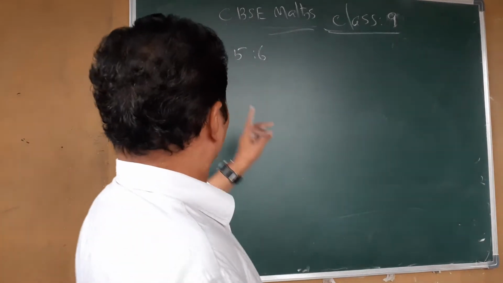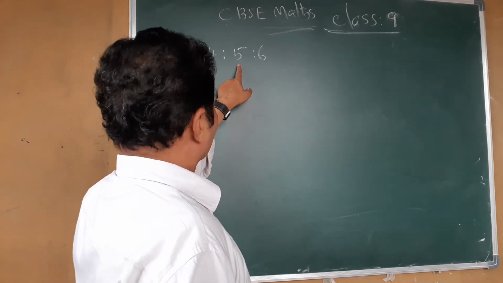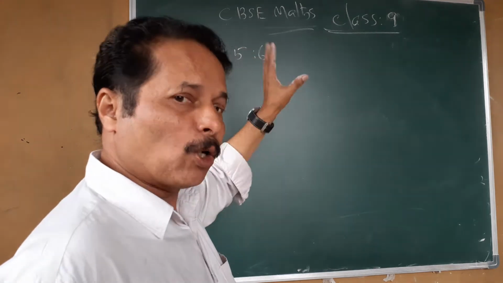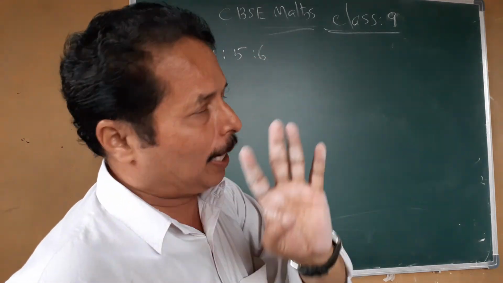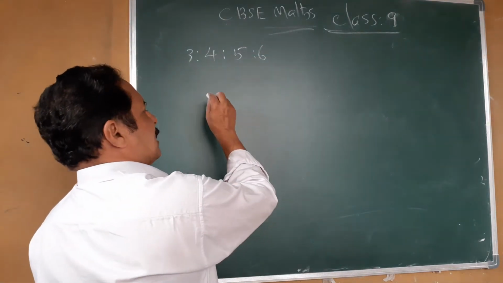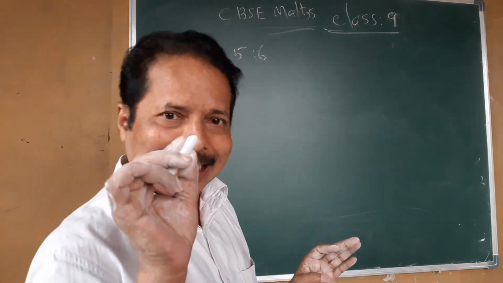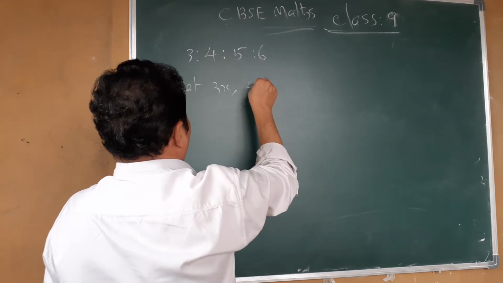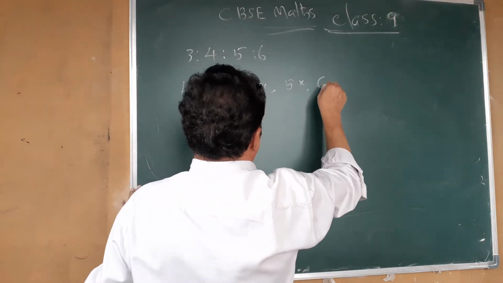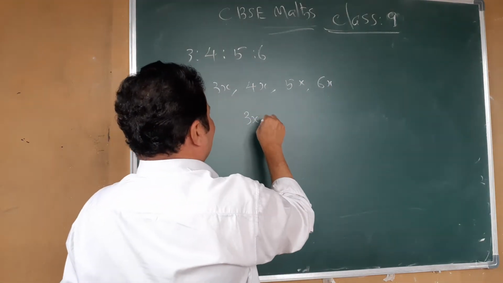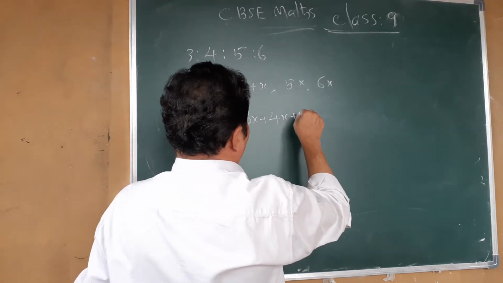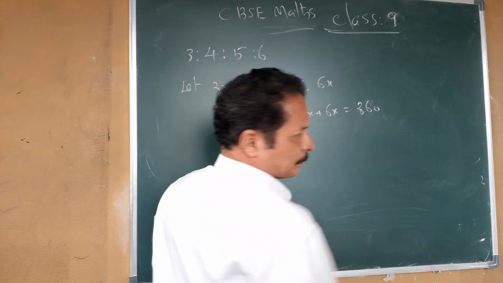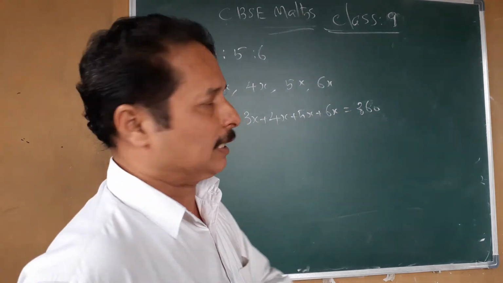Look here. The angles of a quadrilateral are in the ratio 3:4:5:6. Find all angles. It is a quadrilateral, not a parallelogram. So the sum of angles of a quadrilateral is 360 degrees. Let us imagine the angles are 3x, 4x, 5x and 6x. Sum of angles means 3x plus 4x plus 5x plus 6x. That is 360.